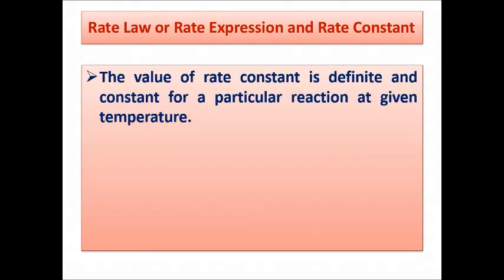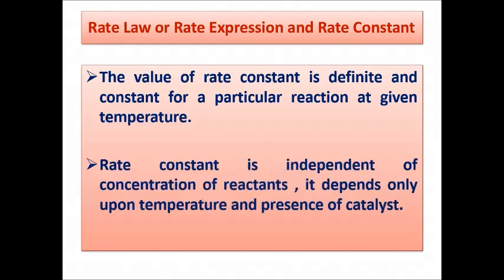The value of the rate constant is definite and constant for a particular reaction at a given temperature. Rate constant is independent of the concentration of reactants. It depends only upon the temperature and the presence of a catalyst. This sentence is proving the equation, that is, rate of a reaction is equal to rate constant. There is no concentration term for the reactant. We kept it unity, then only we are getting rate constant equal to rate of a reaction. That's why the sentence is there.